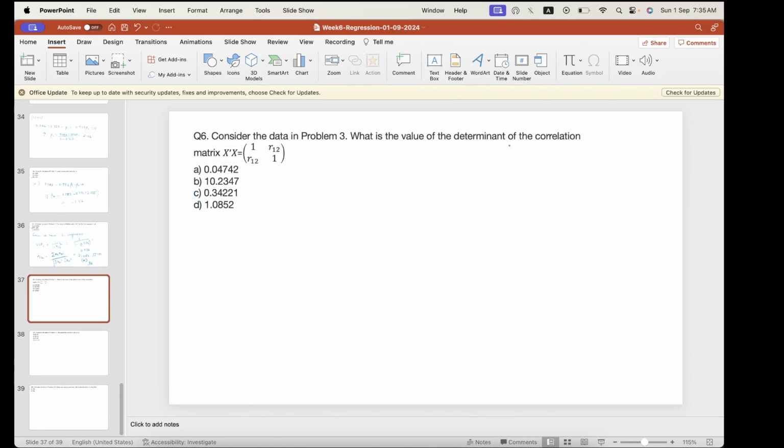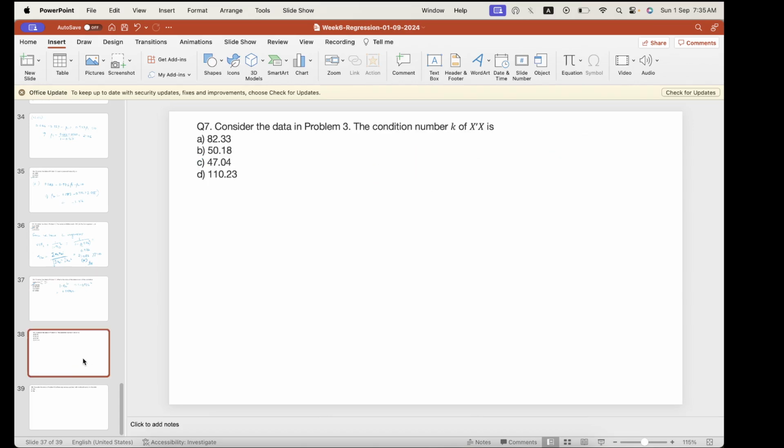So what is the value of the determinant of this correlation matrix? It is 1 minus R12 square. Okay, so this is 0.04742. Fine. Because this is 1 minus 0.976 square. If you calculate, it will come to this. Alright.